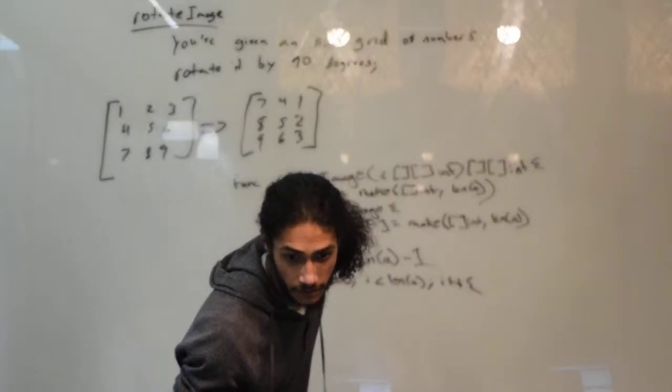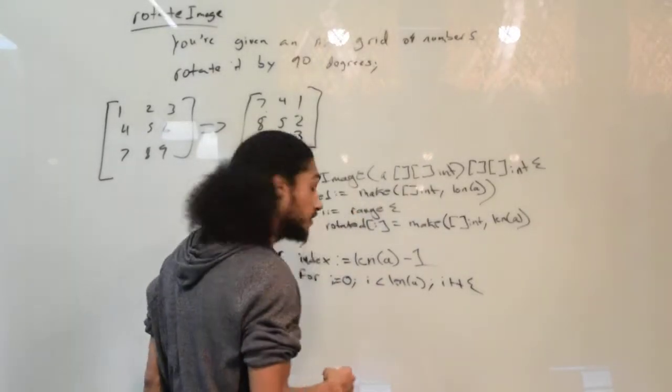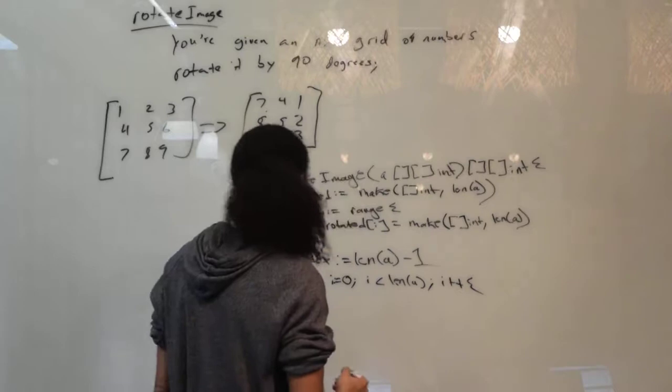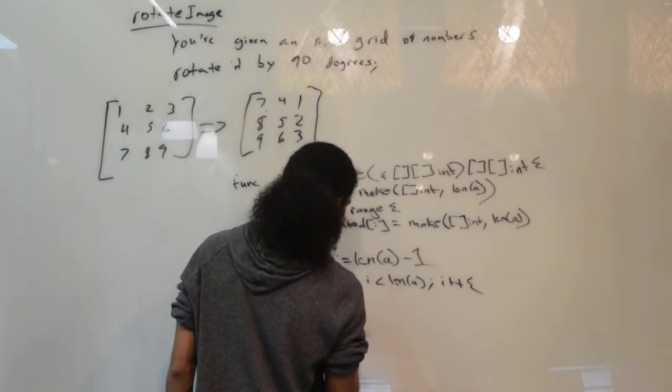I'm going to say also, this is quadratic time because I'm going to be doing a nested for loop.